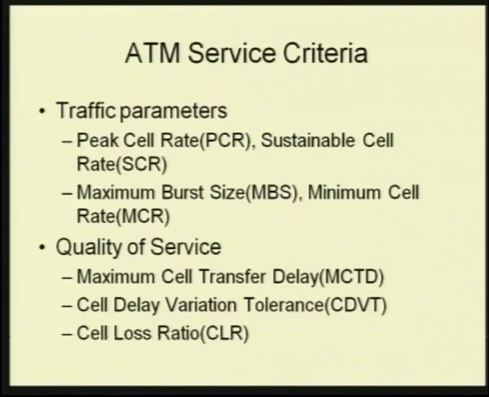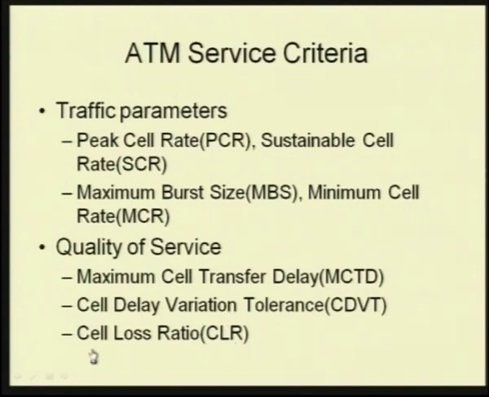Then, when it comes to quality of service parameters, we talk about the delay and the loss parameters. That is, how much delay can we tolerate, how much loss can be tolerated. With respect to delay, we talk about what is called maximum cell transfer delay, or MCTD, and then we talk about a cell delay variation tolerance. That is, we allow for a delay and there can be some variation in the delay, but what is the tolerable limit for that? So, we talk about cell delay variation tolerance.